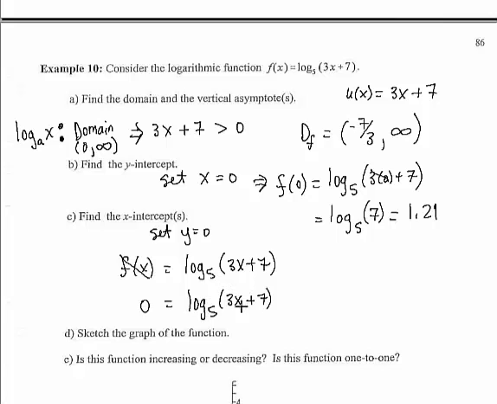Okay, and so now we have to solve this equation. We will translate this into an exponential form of this equation. The base 5 is the base of the exponent. Log equals the exponent, so we have 5 to the 0 equals the argument 3x plus 7. Well, 5 to the 0 is 1. And solving this equation would give us negative 6 divided by 3, which is negative 2.